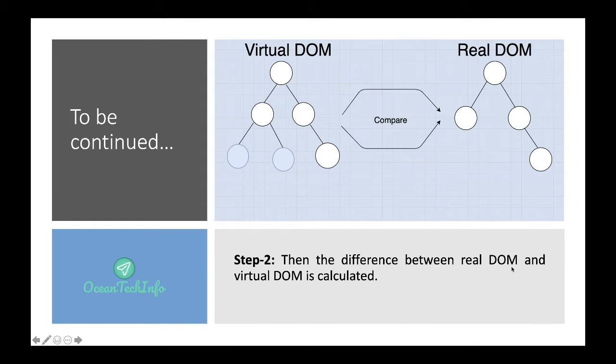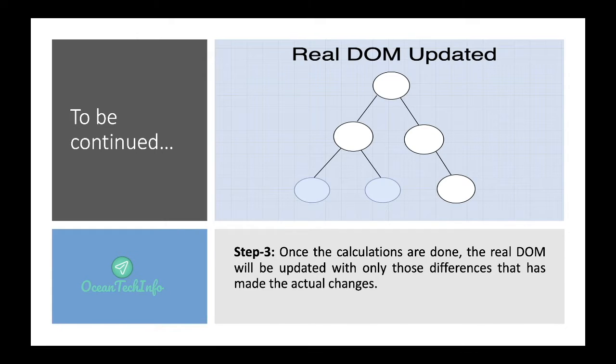Then the difference between the real DOM and the virtual DOM is calculated. After that, the real DOM gets updated. Once the calculation is done, the real DOM will be updated with only those differences that made the actual changes. That means only these changes will get updated. The entire DOM will not get updated. So that is the benefit of using the virtual DOM concept, and ReactJS follows the virtual DOM concept.